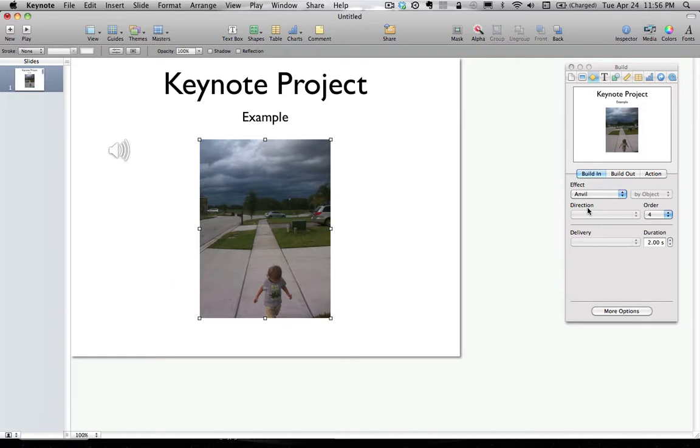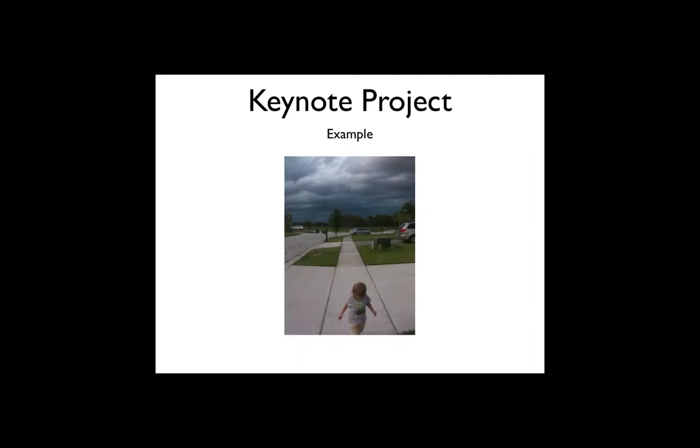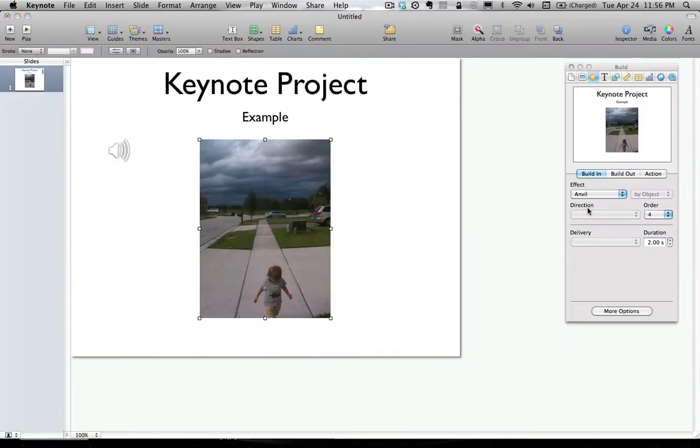Now, I can check to see how this is working. I can hit Option Command P, and that'll start playing my project. So right now we're just looking at a blank screen. But as soon as I hit the right button on my keyboard, we'll hear that the music starts playing. And then I hit it again, and there's my Keynote project. Example. And there's my picture. Perfect.